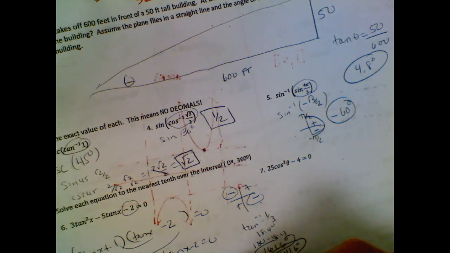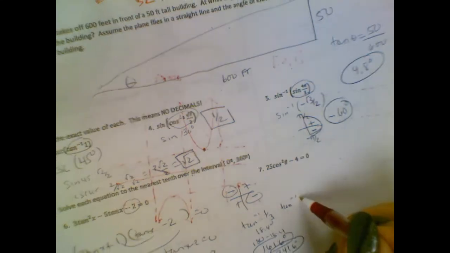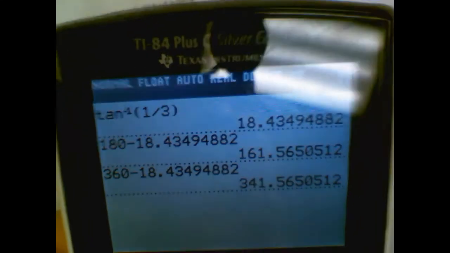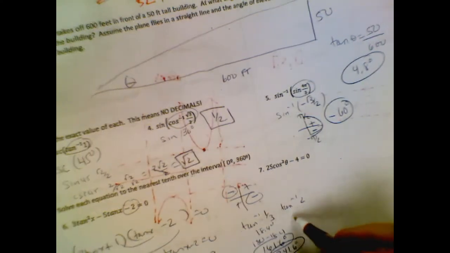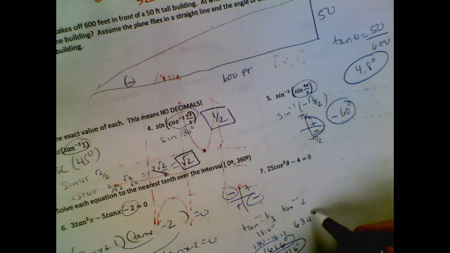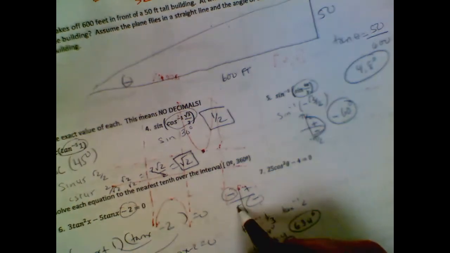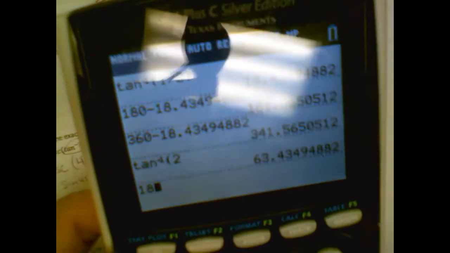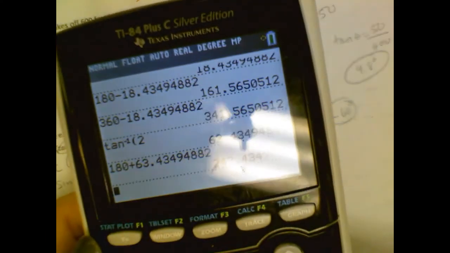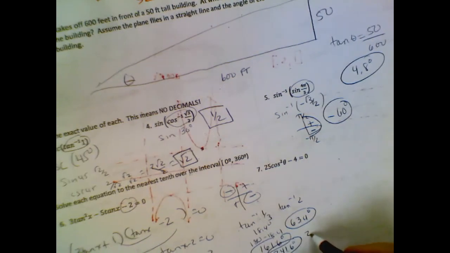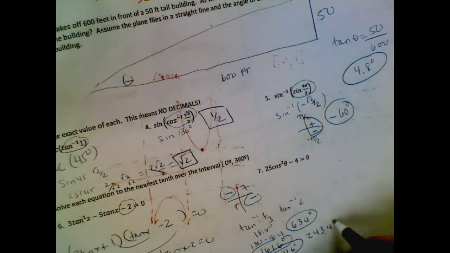And then tangent of 2. So do arctan of 2, which is 63.4. That's one of your answers, because it's in the first quadrant. Tangent's positive there. And then tangent's positive in the third quadrant, so you want to do 180 plus that, and you get 243.4. So those were 4 answers.